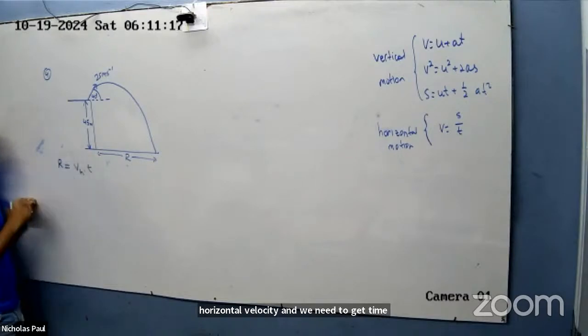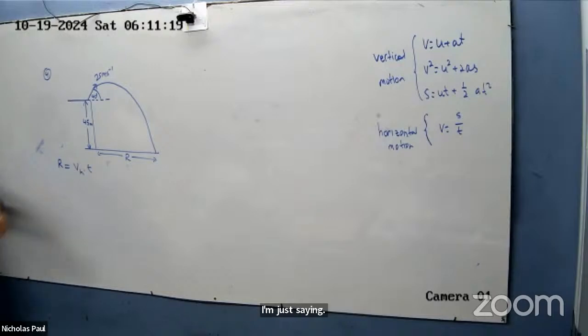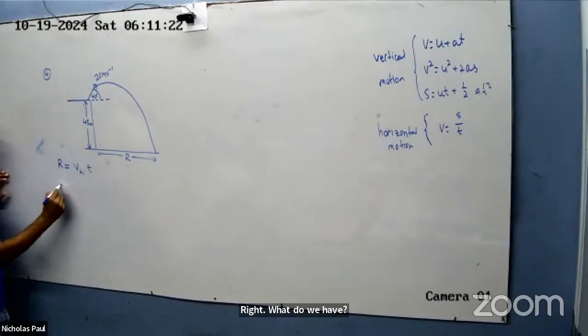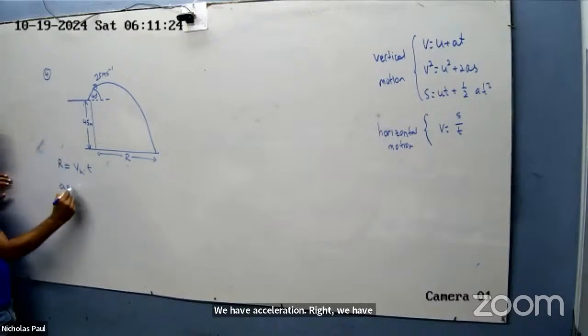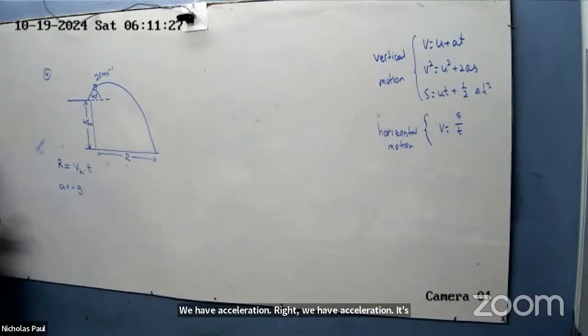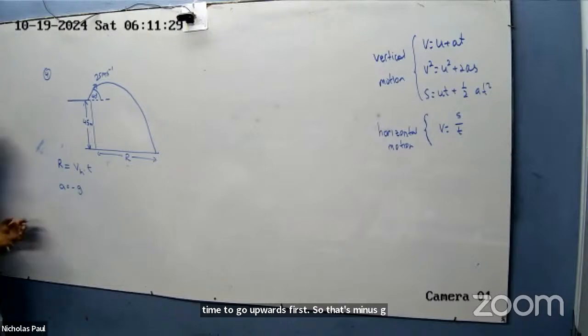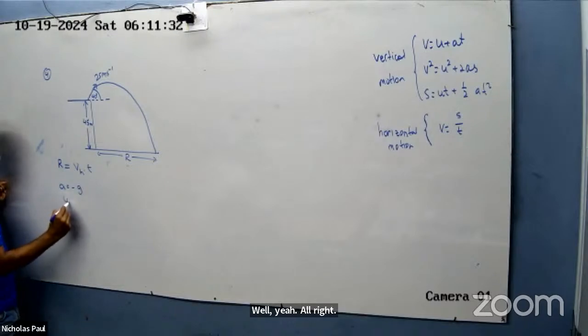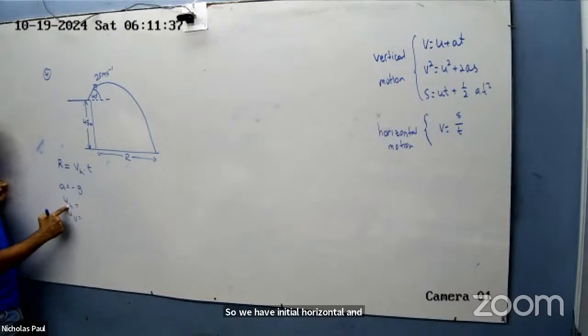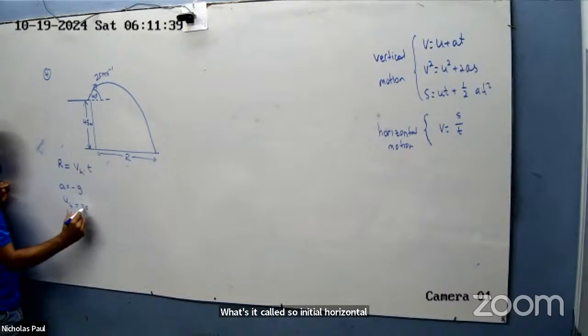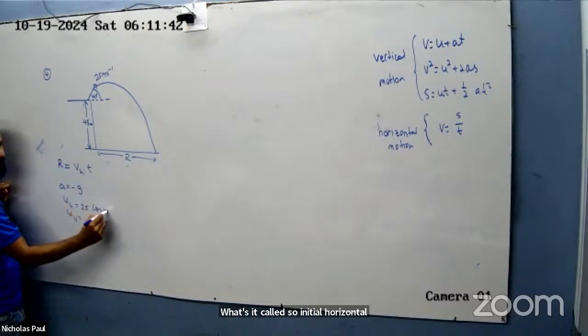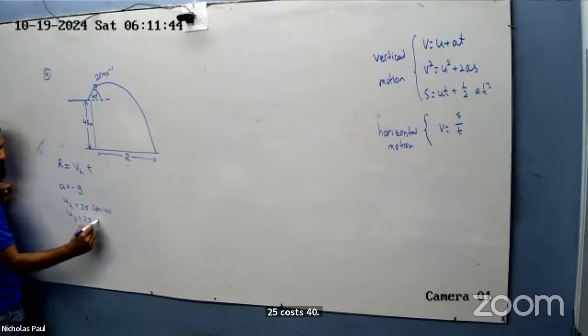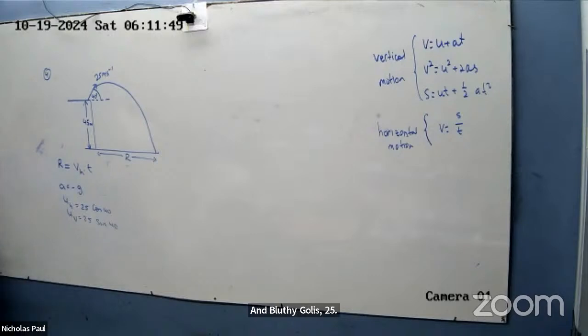What do we have? We have acceleration and initial velocity. We have acceleration, it's going upwards first, so that's minus g. What else do we have? Initial velocity 25 sine 40. So we have initial horizontal and vertical. Initial horizontal is 25 cos 40, and vertical is 25 sine 40. What else do we have? This here is displacement.